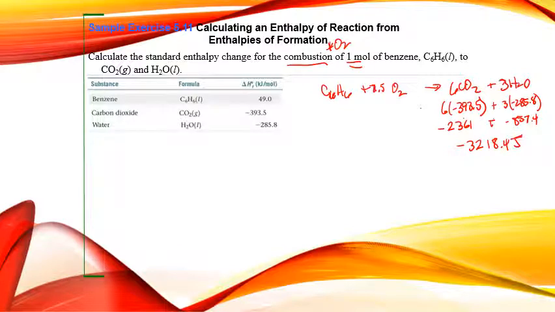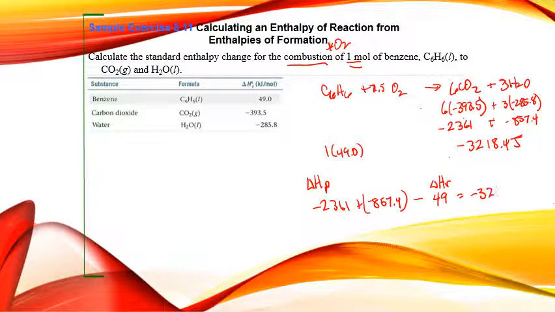Okay, and then on the reactant side, I only have 1 times the 49.0. So I can set this up as my delta H of my products. I'd have the negative 2361 plus the negative 857.4. And then I would subtract the delta H of the reactants, which is a positive 49, and that should give me negative 3267.4 kilojoules of energy as my final answer.